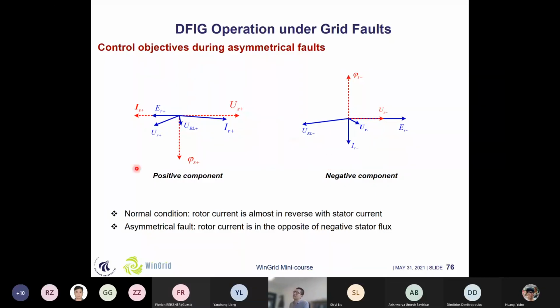So here we can see that before, if we do some positive component control of this DFIG, then the rotor current is in the opposite direction of the stator current. And here we can try to control the active power and reactive power in this way. But if we use the demagnetizing control, that means we consider the negative components of the stator flux, then the rotor voltage or rotor current will be in the opposite direction of this negative stator flux. In this case, it will not control the active power, but it will control the reactive power compared to before.